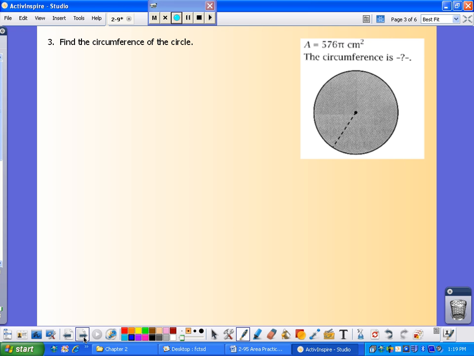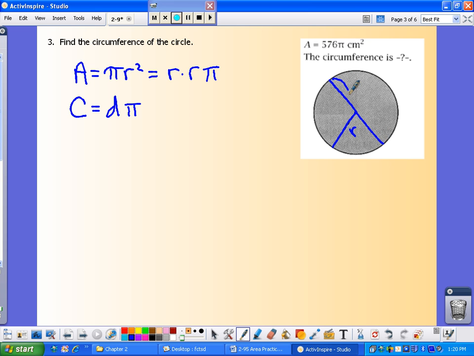Okay, now, next problem. There we want to find the circumference of a circle. I know the area of a circle is pi times radius squared. Or some people think of it as radius times pi. Same thing, that's fine. Then I also have circumference, and that is diameter times pi. And I know the radius is the distance from the center to the edge of the circle there, that's the radius. And the diameter is all the way across, and you got to go through the center. So the diameter is twice the radius.